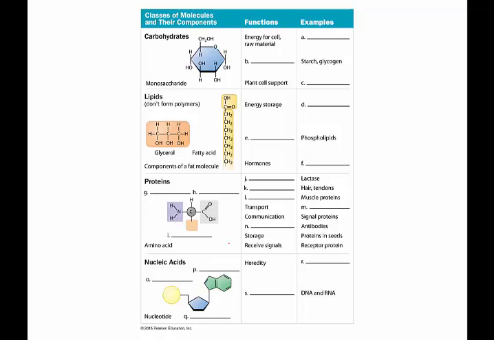So the functions are energy for the cell, raw material, and plant cell support. Another function of carbohydrates is energy storage. You can think of starches, and glycogen for humans. That's all about storing energy. If you ate raw glycogen, that wouldn't give you a sugar rush like eating or drinking a soda would. So carbohydrates can be used for quick energy, and they can be used for energy storage as well as plant cell support.